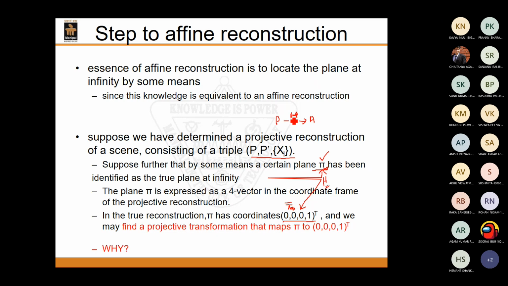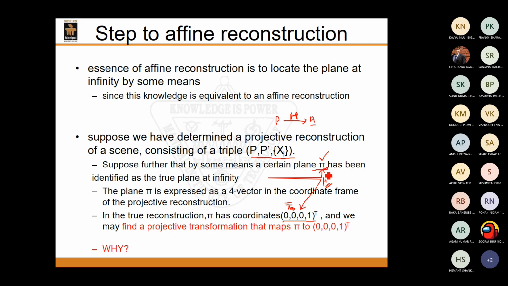Now, in order to find this H, the information I'm using is the plane at infinity, which is given by pi infinity, and I try to map it to the true coordinates 0, 0, 0, 1. On mapping that, whatever transformation matrix I get, H, would give me the mapping between this projective space and the affine space for the particular image I'm considering. So now what we need to know is how to find this pi infinity, because only if we know pi infinity can we map it to find H and then apply this to get the affine transformation.